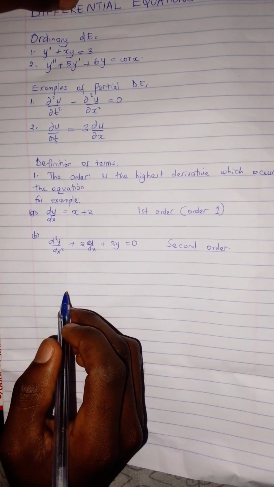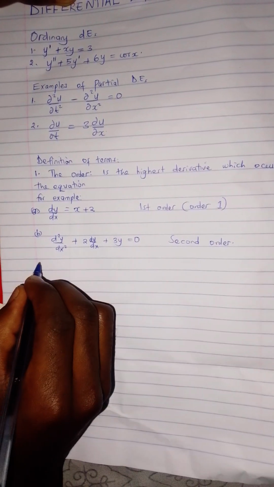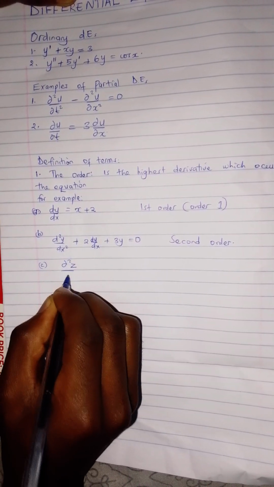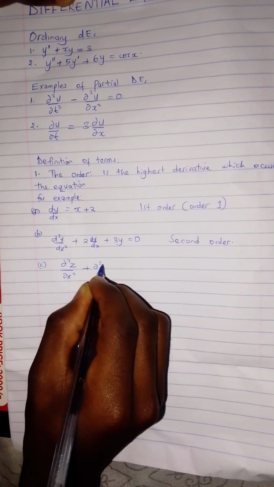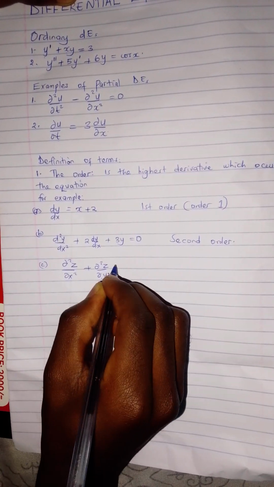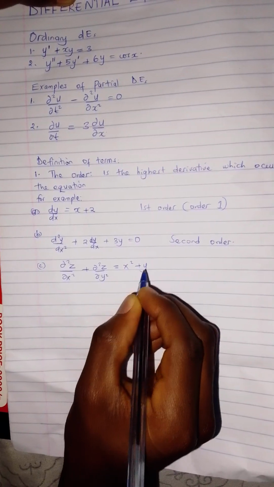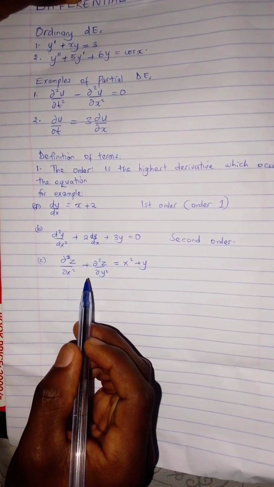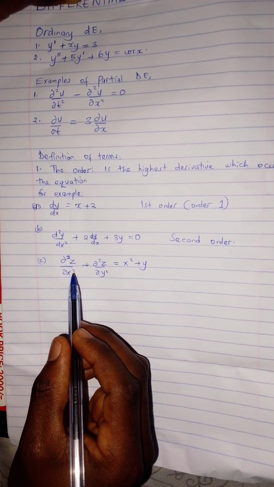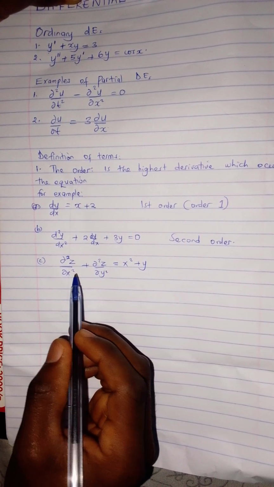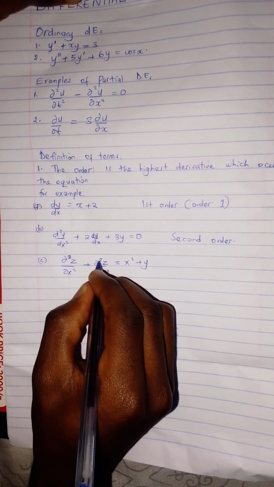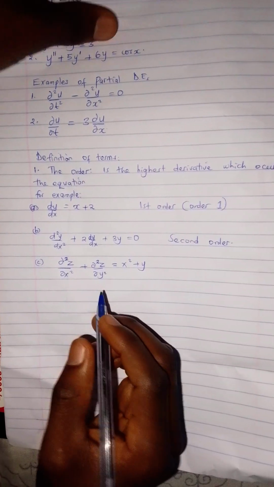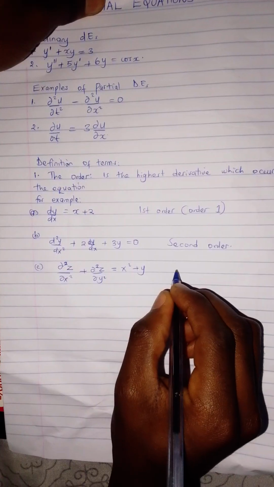Then we can have another one. Now we can talk about partial. So we have partial squared z partial x squared plus partial squared z partial y squared equaling x squared plus y. So in this equation, you see that z was differentiated for the second time because we have partial squared, meaning it was differentiated for the second time, and now this is the second order.